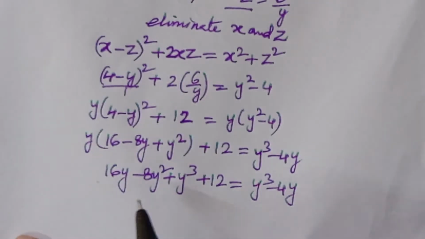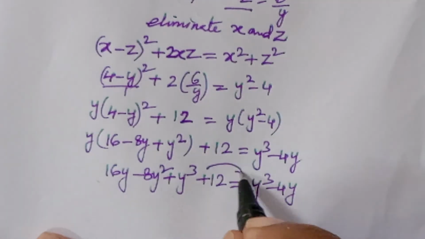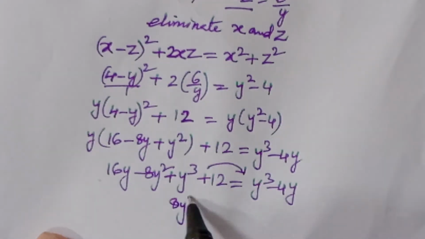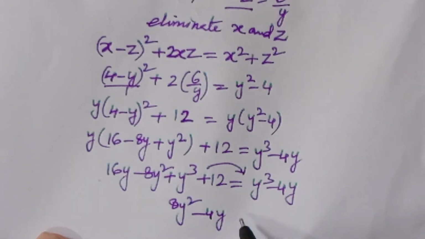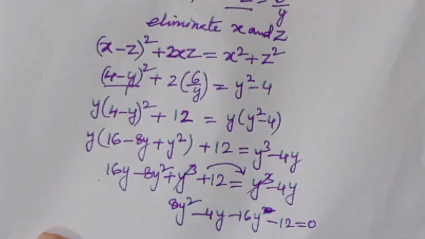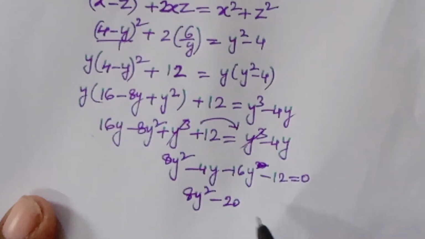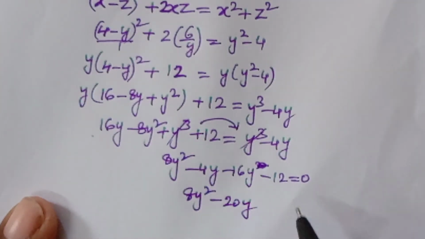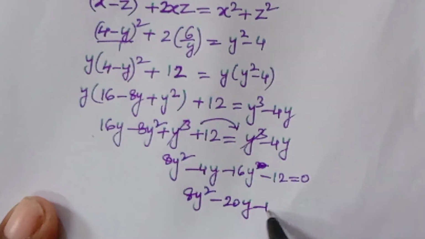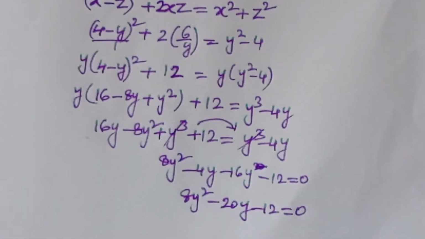So here you are sending all the terms to one side. 8y square minus 4y minus 16y minus 12 equal to 0. So y cube cancels. So 8y square minus 20y minus 12 equal to 0.